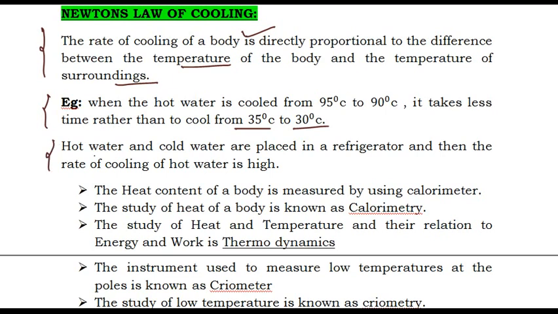And if you take another example, you take two bottles of water, one hot water, one cold water. You put those two bottles in a refrigerator and you see which one is cooling faster. If you observe, the hot water bottle will cool much faster as compared to the cold water. This is what Newton's law of cooling explains. If the body temperature is high, then the rate of cooling is very high.